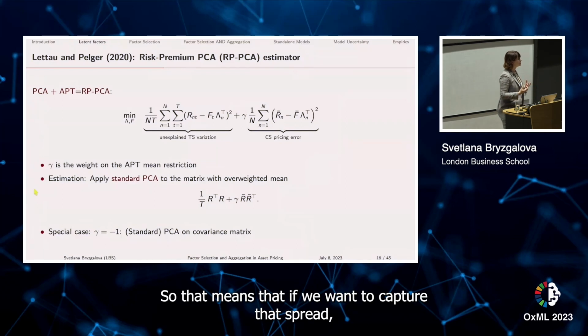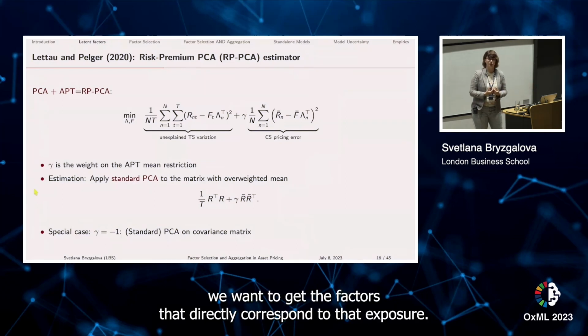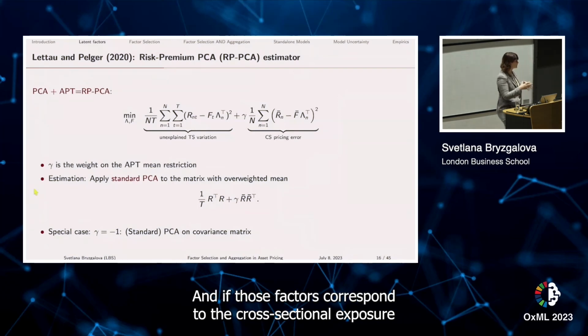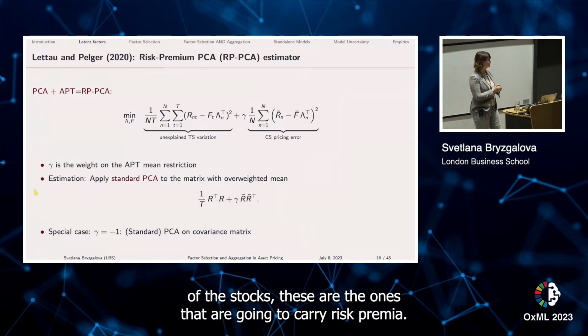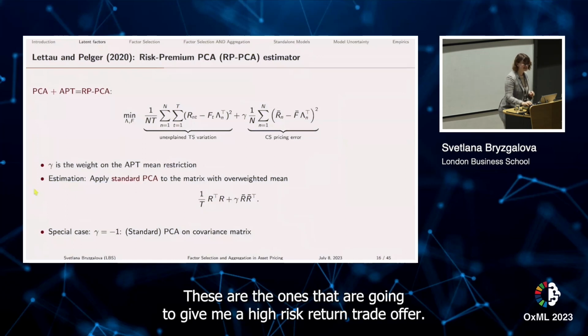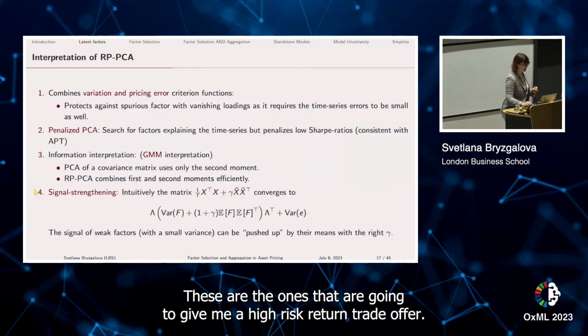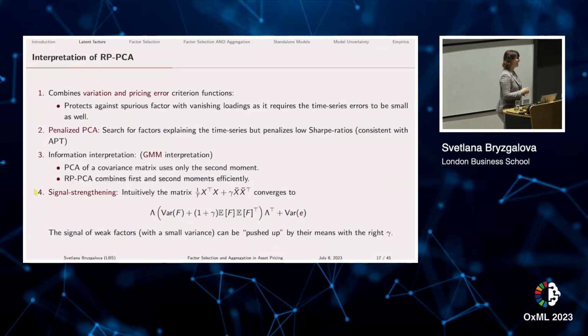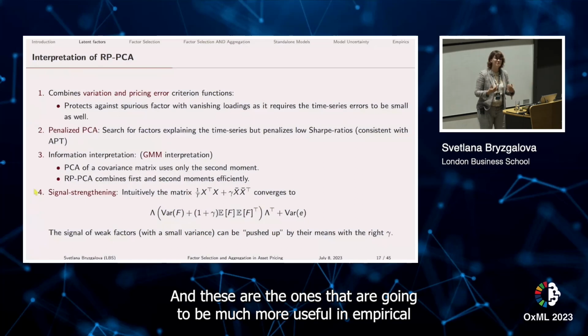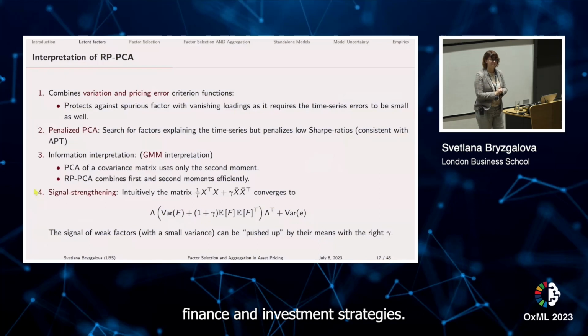So that means that if we want to capture that spread, we want to get the factors that directly correspond to that exposure. And if those factors correspond to the cross-sectional exposure of the stocks, these are the ones that are going to carry risk premia. These are the ones that are going to give me a high risk-return trade-off. And these are the ones that are going to be much more useful in empirical finance and investment strategies.